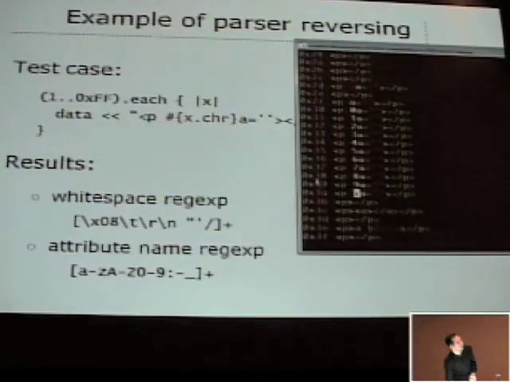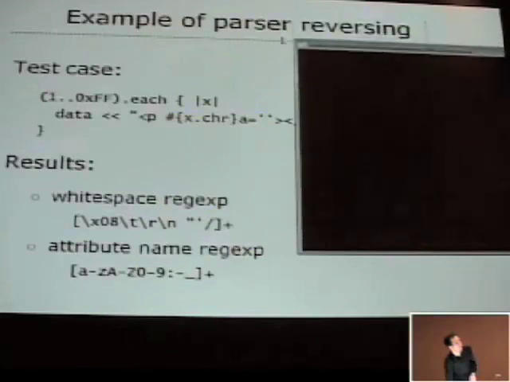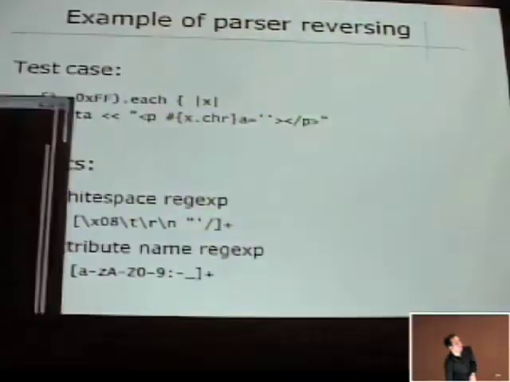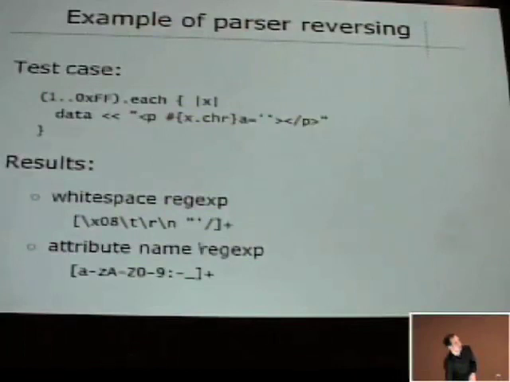So based on these results from a single test case, we learned that these characters are treated as white space, and that these characters are valid attribute names.